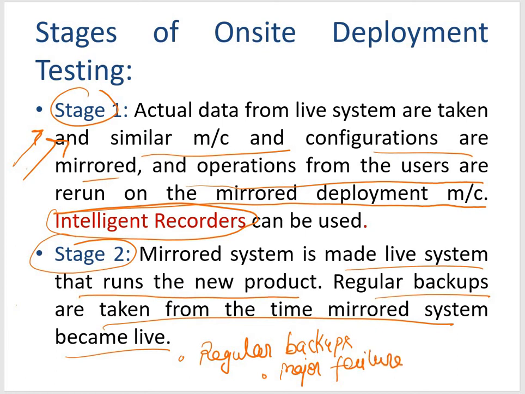In case some major failure is detected, then we go back. And if no failure is detected after an extended period, the deployment testing is considered successful and your old system is replaced completely. That's how we go ahead with this.